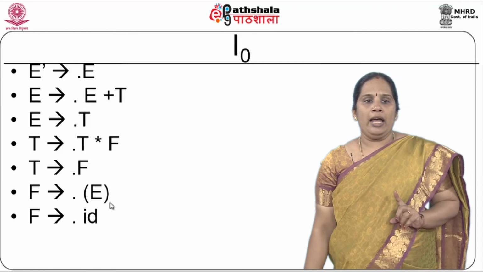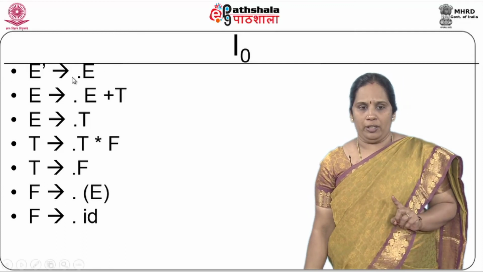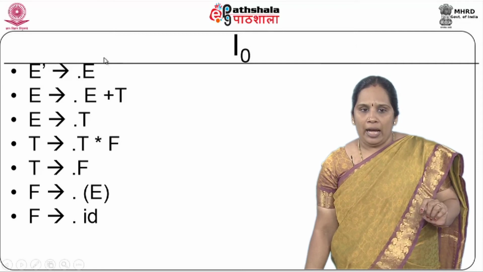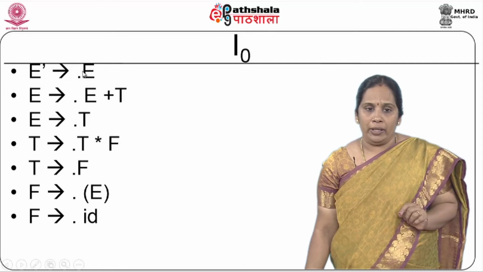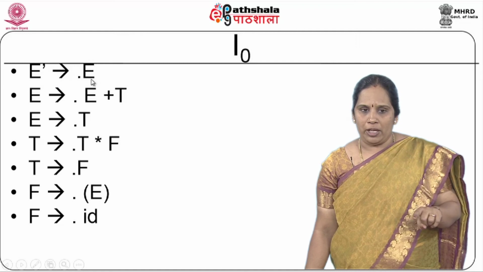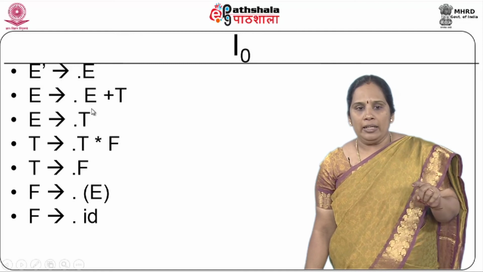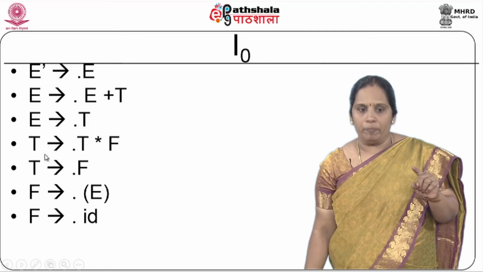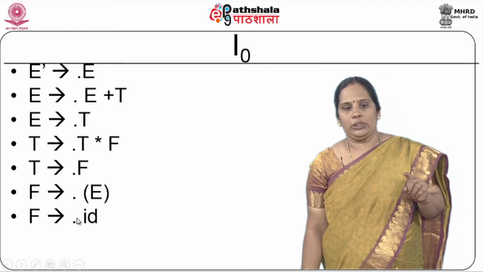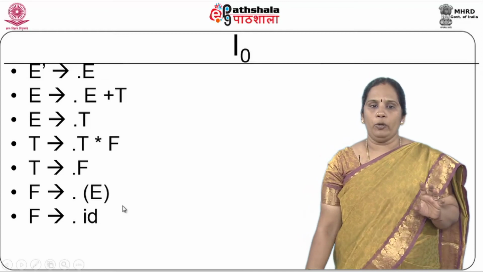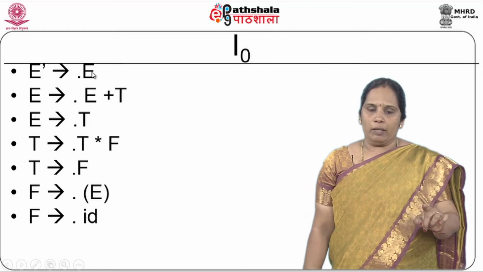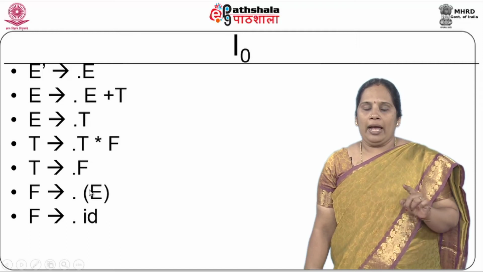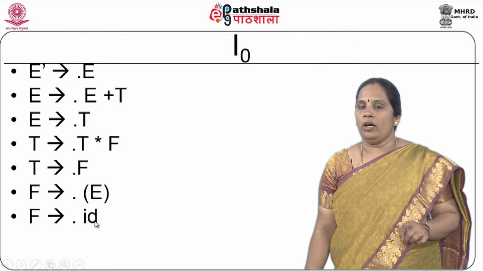The situation here is I have to start with the first production, that is the augmented grammar's first production, with a dot in the beginning. I have a non-terminal appearing after the dot, I have to add its productions, which I have done here. Then this is again a non-terminal appearing after a dot, add the productions of T, add the productions of F, that is what I have done. This is I naught. Now, I have to compute go to of I naught comma E, I naught comma T, I naught comma F, I naught comma open parenthesis and I naught comma ID.